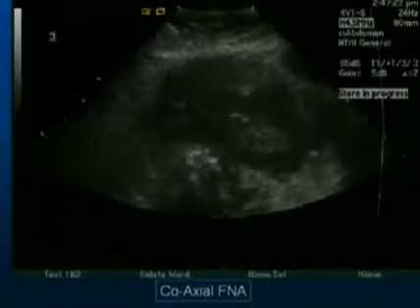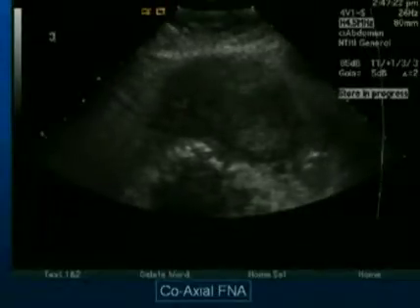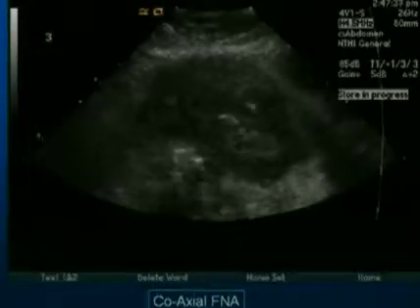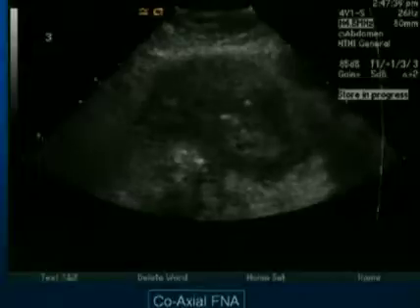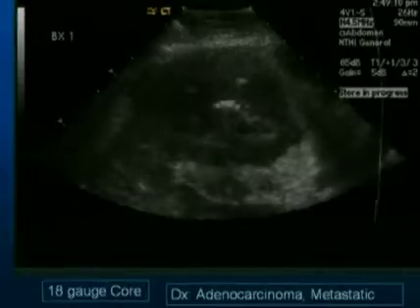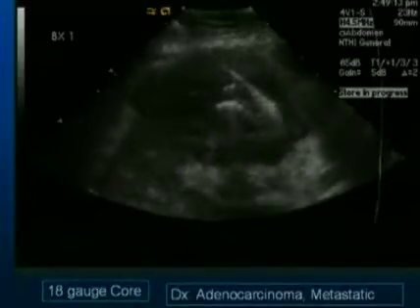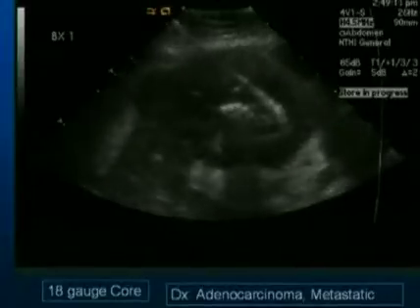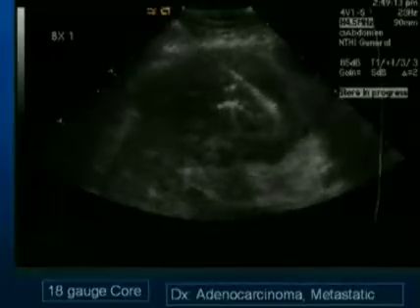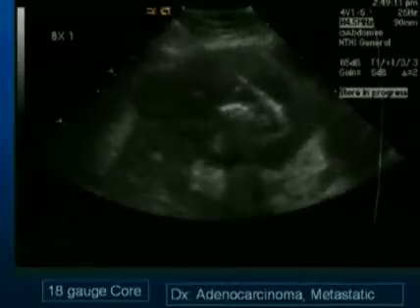After that, I go ahead and place another needle, or I reposition that needle, and now I'm going to do FNA through that. After I've done FNA into the solid portion of the lesion, I'm going to go ahead and do core. And with both FNA and core, we found that this was not infected at all. This was a necrotic metastatic adenocarcinoma.